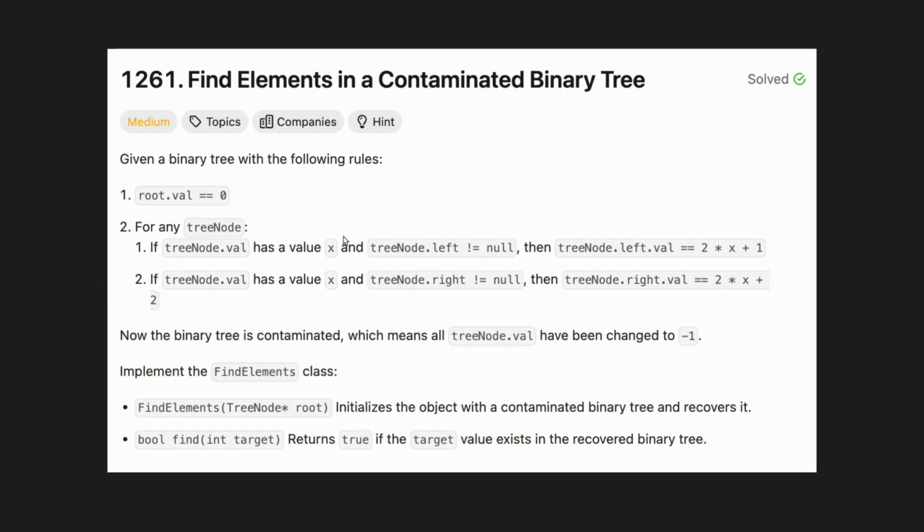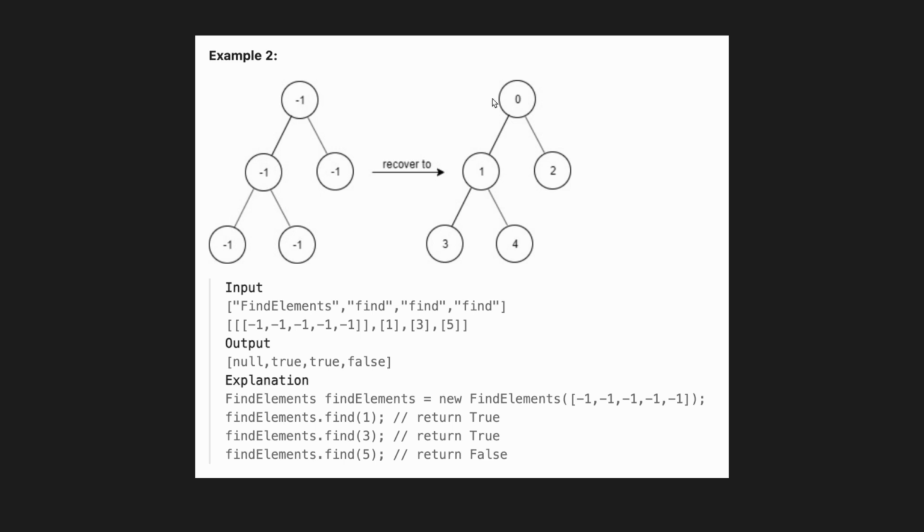After the root node, for every node, if the left child is not null, then we do this operation on the left node, and if the right child is not null, then we do this operation on the right node. That's what it means to recover the contaminated binary tree. In the find method, we want to return true if the target value exists in the recovered binary tree. If the target is one of the values that we calculate, we return true, else we return false. Let's look at this example.